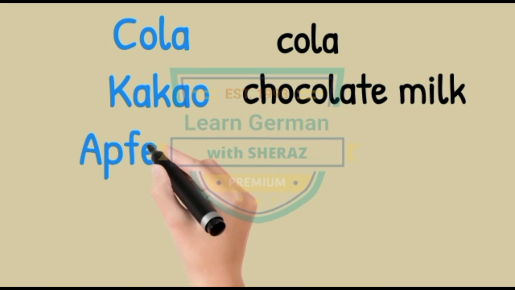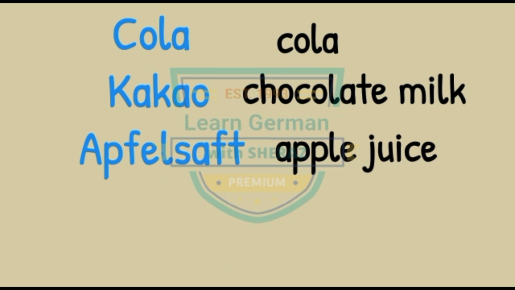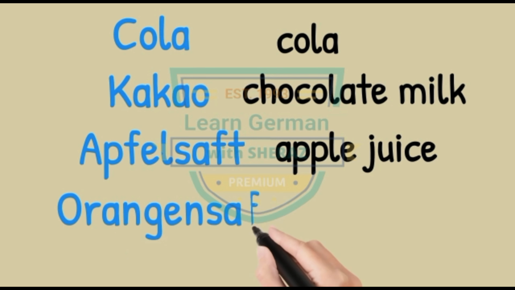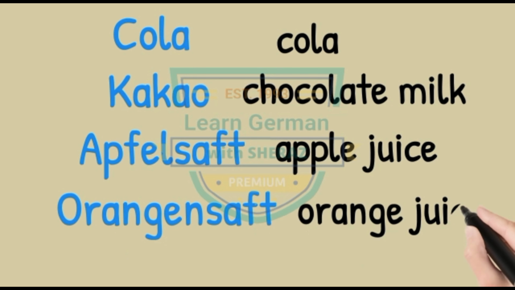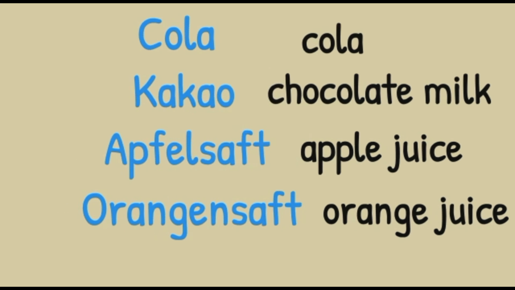Let's move on. Next, Apfelsaft. It means apple juice. Make sure that you write this in your notebook and you revise this, and if you miss anything, you can watch this video again. Next is Orangensaft, orange juice. So in this video I told you about some drinking things like cola, orange juice, apple juice, and let's wait for the next videos, and then you will know how to use them in sentences.